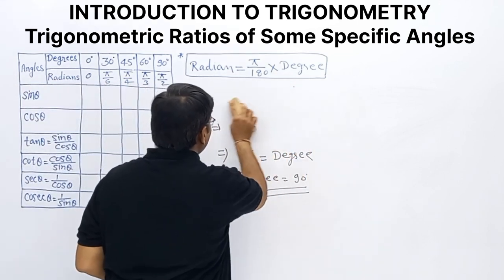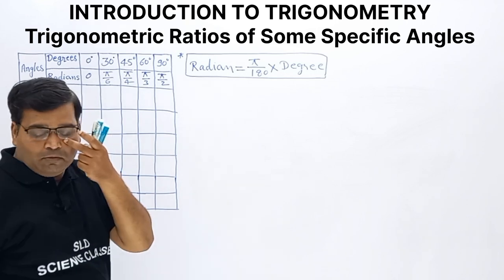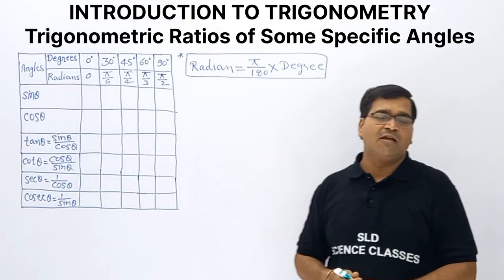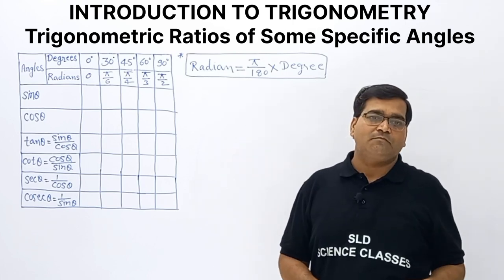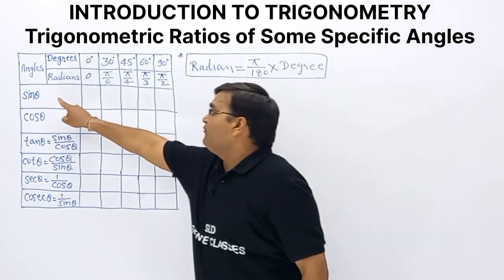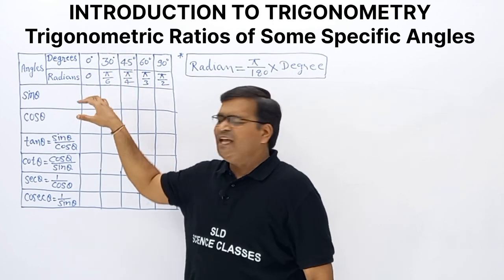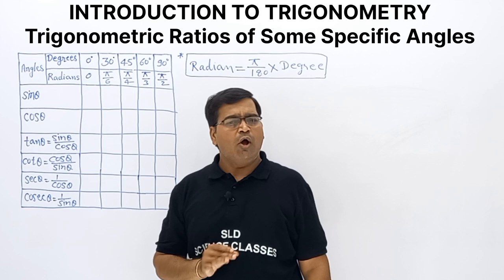Now we want to complete this table. The main task is to memorize these values. We already know the values of all specific angles, but we want to memorize them. How will we memorize this table? Once we know the value of sin theta for different specific angles, then we can complete this table. Observe how.